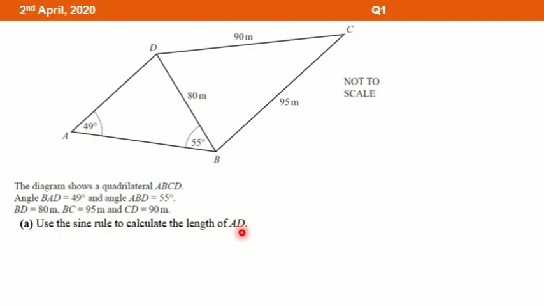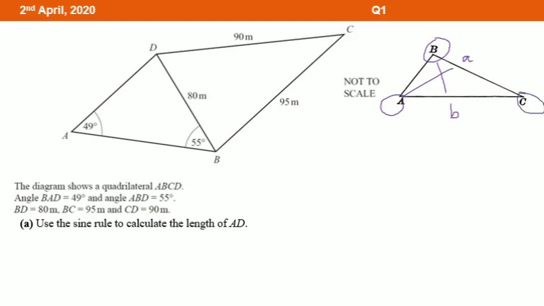Before answering this question, let us revise what we have learned about the sine rule. This is triangle ABC. Let us label the triangle. This is angle B, opposite to angle B will be small b. This is angle A, opposite to angle A will be small a. This is angle C, opposite to C will be small c. So the sine rule will be sine A per a is equal to sine B per b is equal to sine C per c.